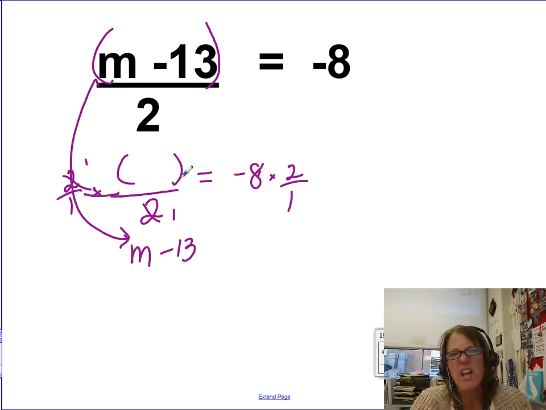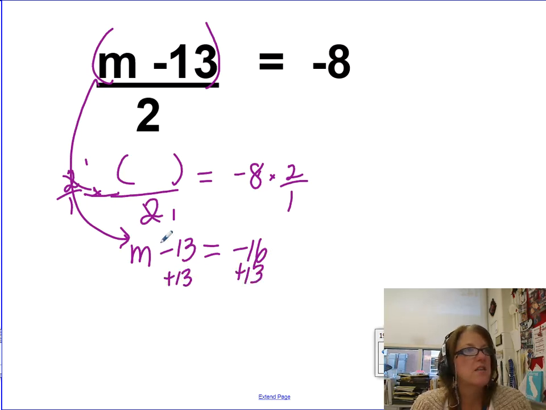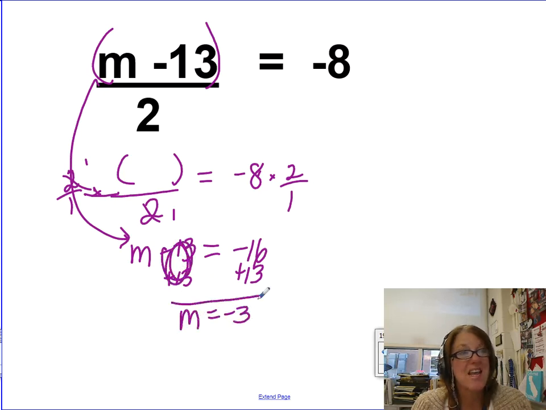You see, we've like unlocked the fraction now. We no longer are trapped by that nasty old denominator. Now you're free to manipulate the m and the 13 as you please. On the right-hand side, however, you get -16. Add 13 to each side. That undoes, if that's a word, the subtracting of 13. That goes to 0. They counteract each other. And you should get -3 for your final answer.